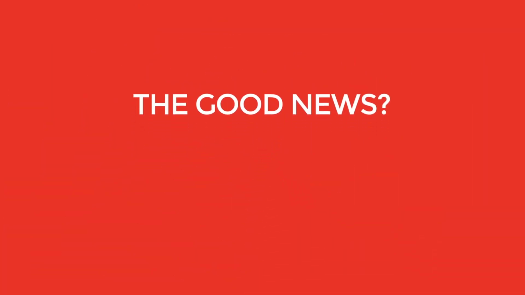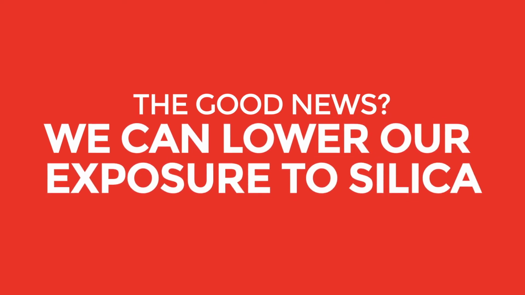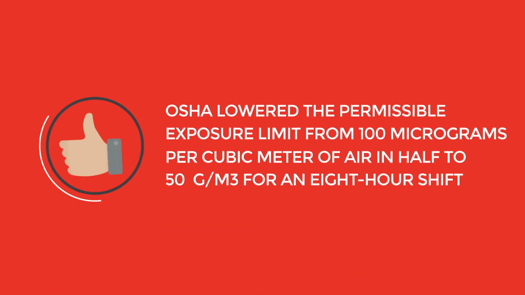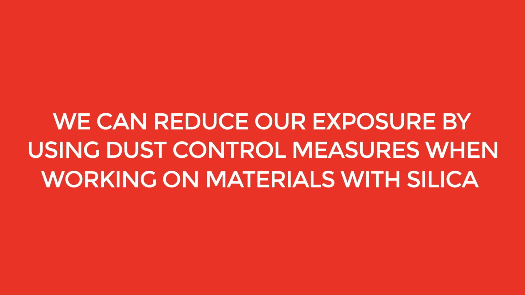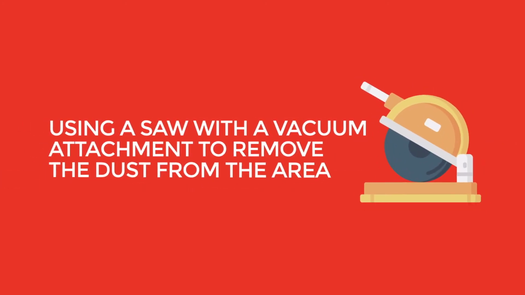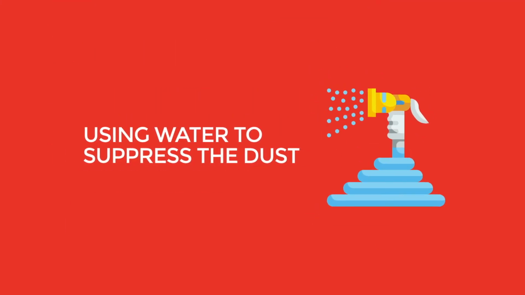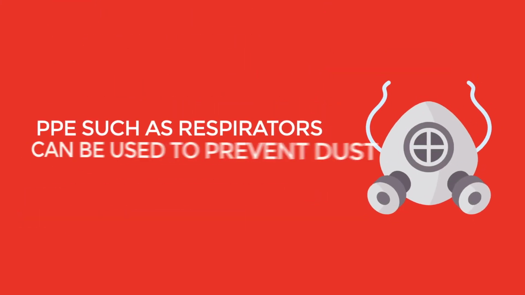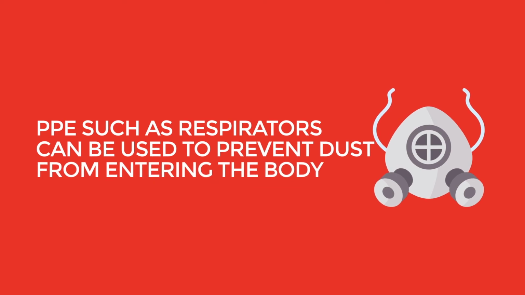The good news? We can lower our exposure to silica. OSHA lowered the permissible exposure limit from 100 micrograms per cubic meter of air in half to 50 micrograms per cubic meter of air for an 8-hour shift. We can reduce our exposure by using dust control measures when working on materials with silica. This might mean using a saw with a vacuum attachment to remove the dust from the area, or using water to suppress the dust. Lastly, PPE such as respirators can be used to prevent dust from entering the body.